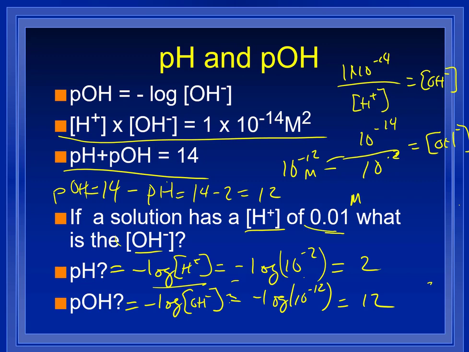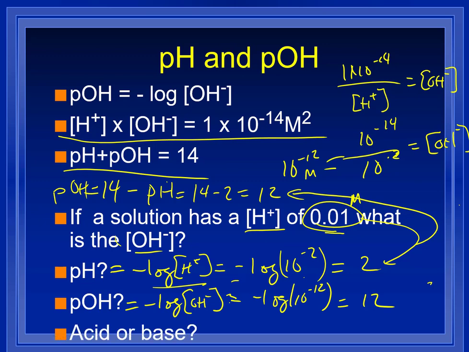So they only gave me one number. I could turn that directly into pH, and then I could take that pH and turn it directly into pOH, right? Or I could take that H plus and turn it into OH minus, usually OH minus, to find pOH.